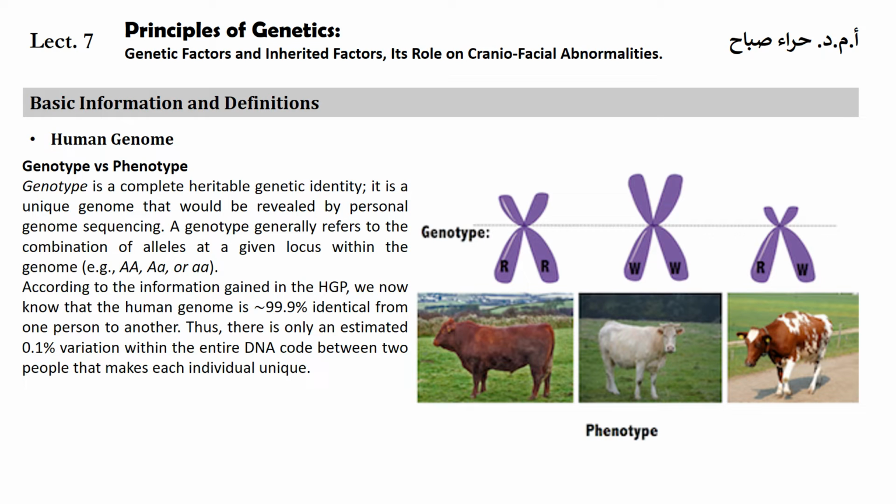According to the information gained in the Human Genome Project, we now know that the human genome is about 99.9% identical from one person to another. Thus, there is only an estimated 0.1% variation within the entire DNA code between two people that makes each individual unique.